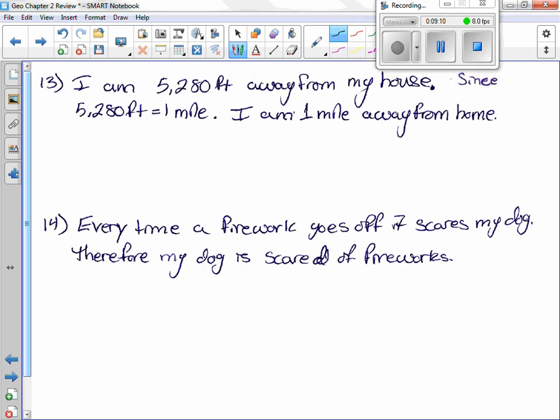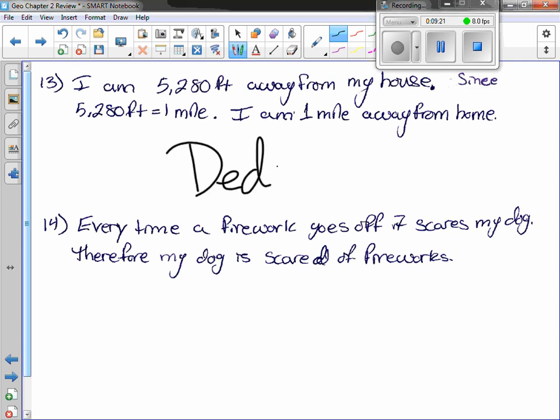I am 5,280 feet away from my house. Since 5,280 feet is equal to 1 mile, I am 1 mile away from home. This would be, is it a fact that there's 5,280 feet in a mile? Yes, there is 5,280 feet in a mile. That is a fact. So because this is a fact, we are using deductive reasoning. Facts are going to be deductive. Patterns are going to be inductive. It is a pattern, something we observe.